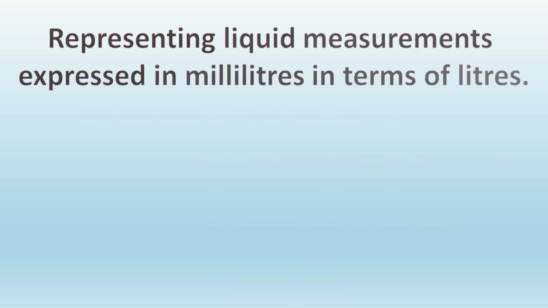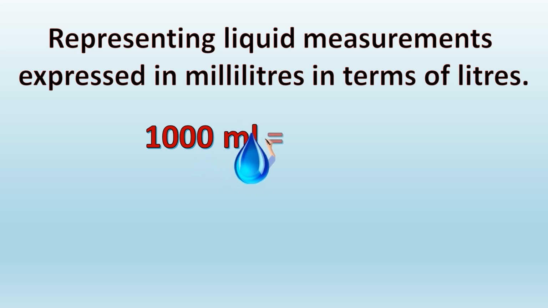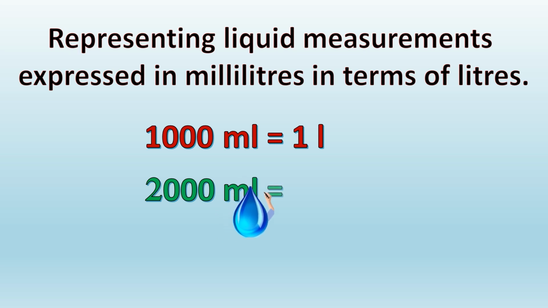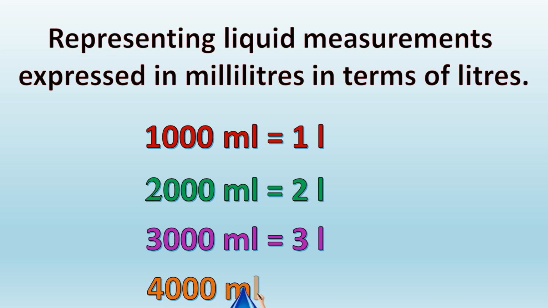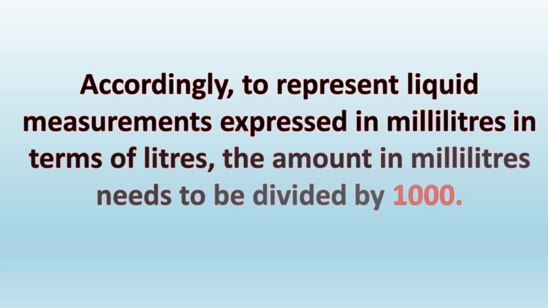Let's represent liquid measurements, expressed in milliliters, in terms of liters. Since the amount of 1000 milliliters is 1 liter, the amount of 2000 milliliters is 2 liters, the amount of 3000 milliliters is 3 liters, the amount of 4000 milliliters is 4 liters. Accordingly, to represent liquid measurements expressed in milliliters in terms of liters, the amount in milliliters needs to be divided by 1000.